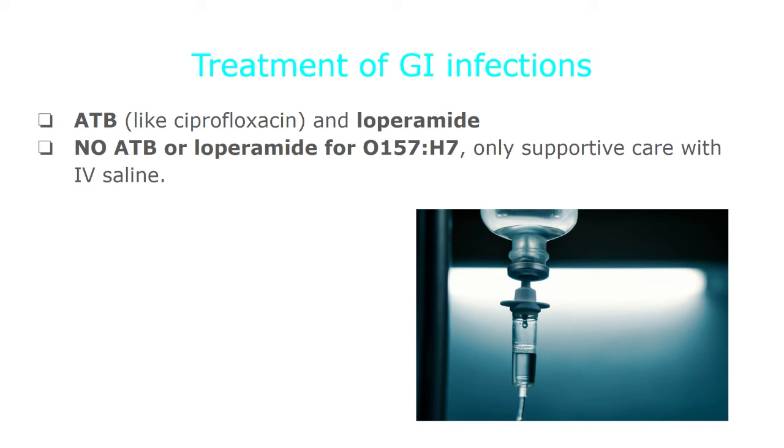However, we're not going to use these treatments for the O157:H7 strain or serotype. This can actually make outcomes worse if we do antibiotics and that sort of thing, and it can increase the risk of HUS. So we want to be only using supportive care for these patients, making sure they're hydrated with IV saline and that sort of thing. An antibiotic that you can use commonly that will work well is ciprofloxacin.